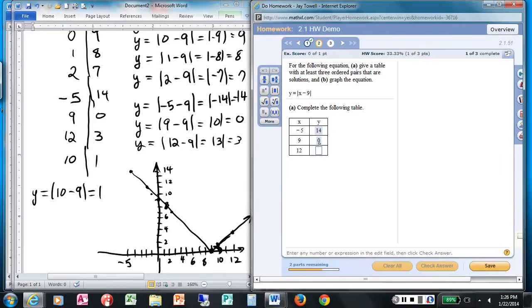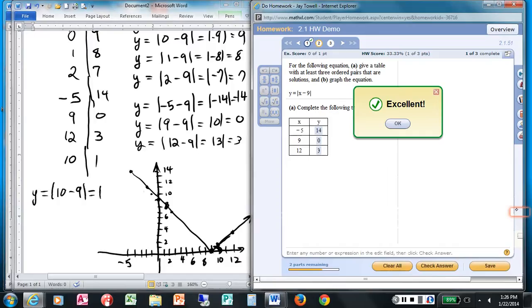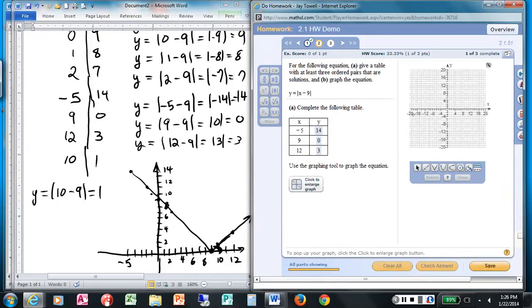Let's see, 12, we got to put in 3. Check answer, okay. All right. Good there. So what we've established is, yeah, we've got a V shape. So over here on our choices, we need to graph a V shape. So I'm going to select the V shape there.